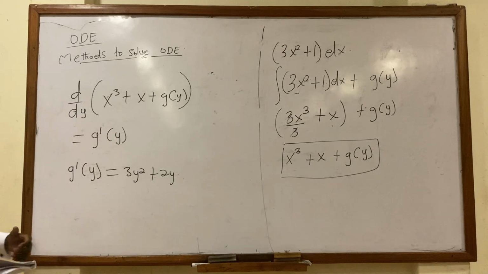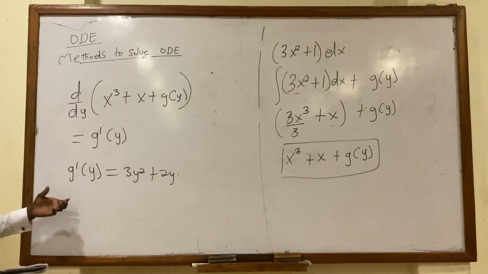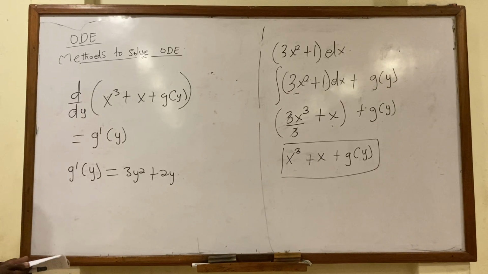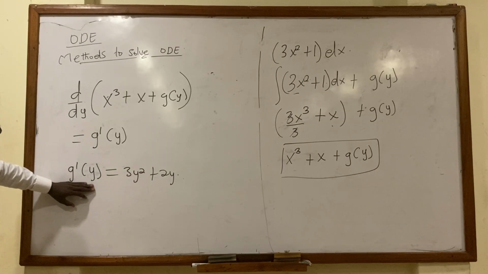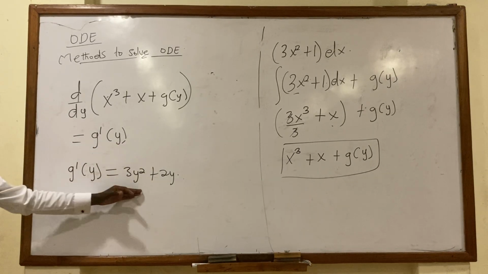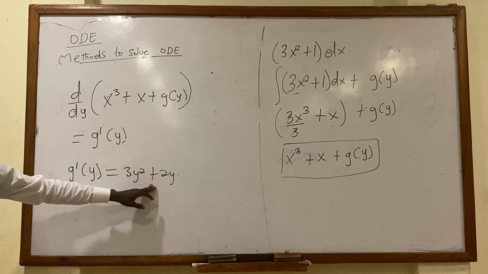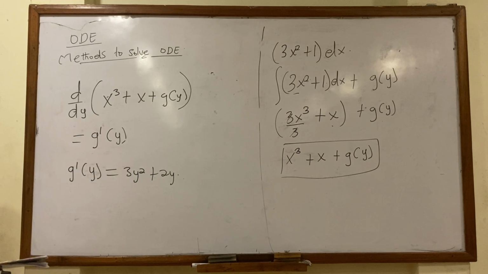All right, so now we have this. We are going to compare this function to the left side of the equation. Because this function doesn't have any function over here, it's going to be the same thing. So we have g prime of y equals 3y squared plus 2y. All right, so we have to integrate both sides again.